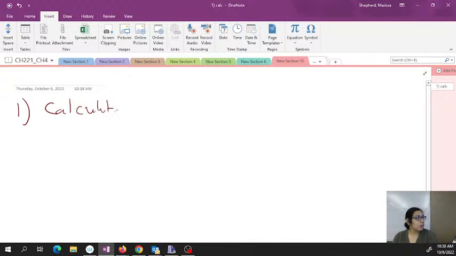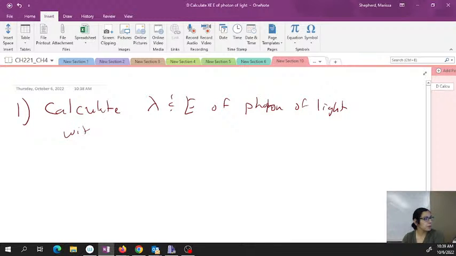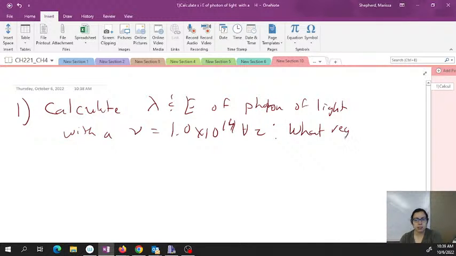But it just says calculate the wavelength and energy of a photon of light with a frequency of 1.0 times 10 to the 14 hertz. And then it also asks what region is this in? So what region of the electromagnetic spectrum? All right, so let me see if I can find more homework copies while you work on it.